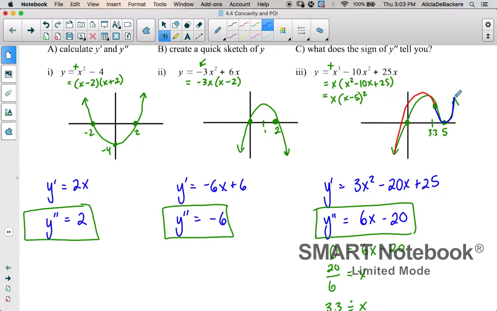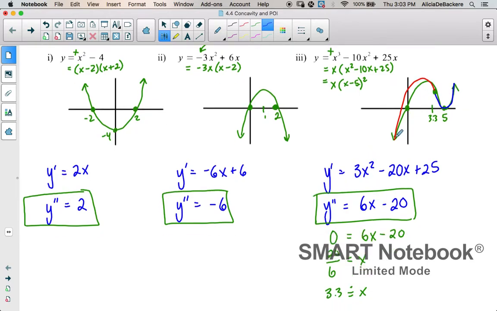And so this second derivative is telling me where the graph opens up and where it opens down. Notice that in this first example, the second derivative is always equal to positive 2, and the graph always opens up. In this second example, the second derivative is always negative, and the graph always opens down.